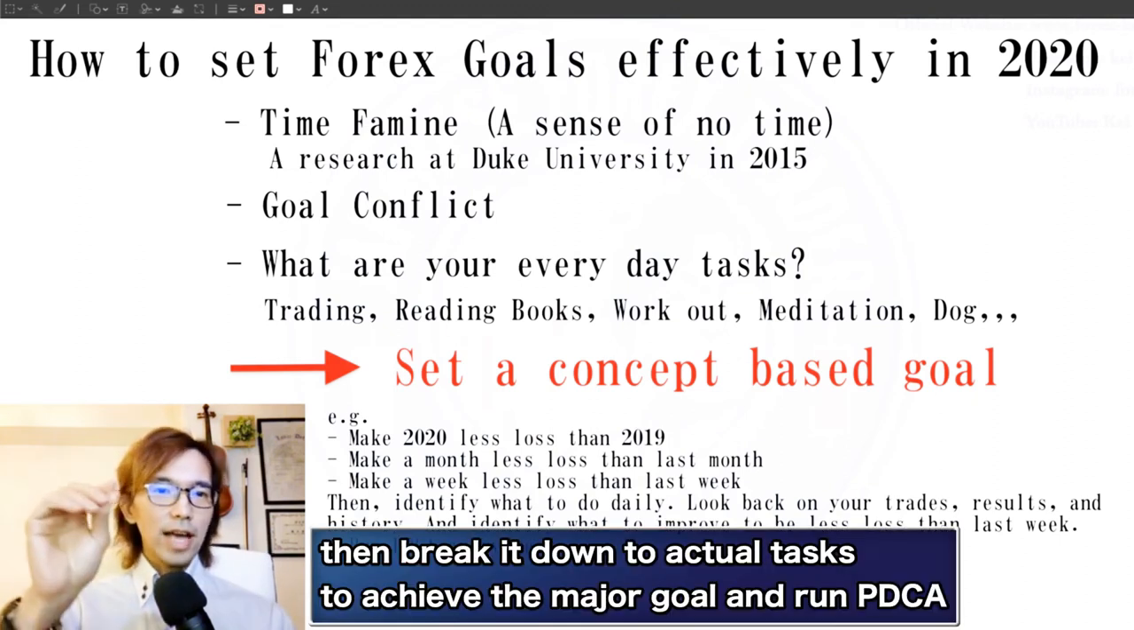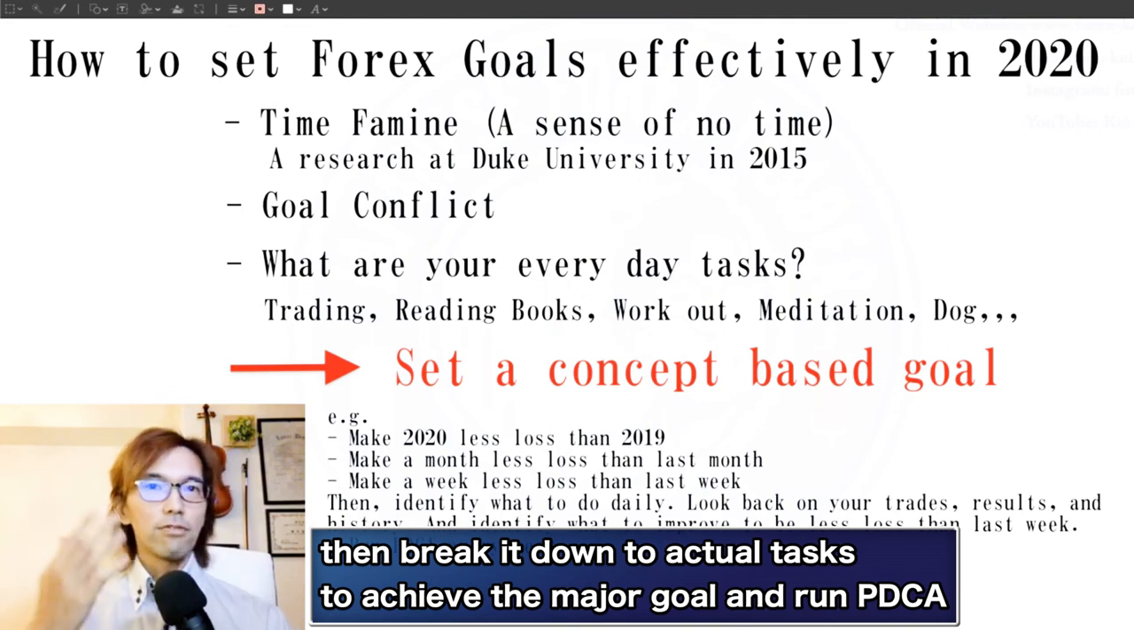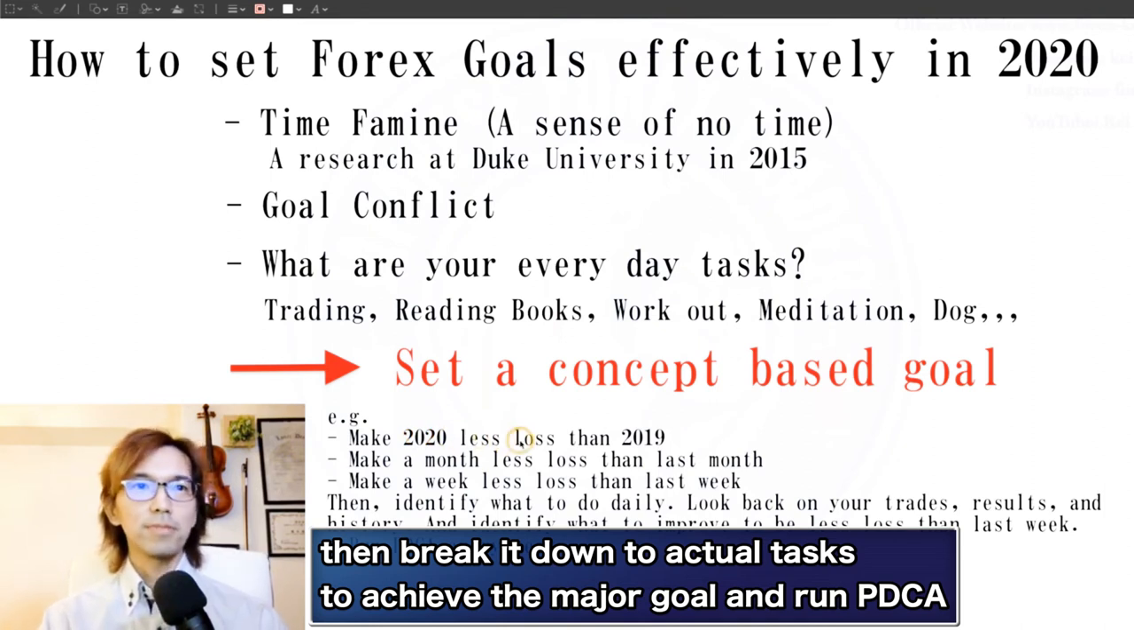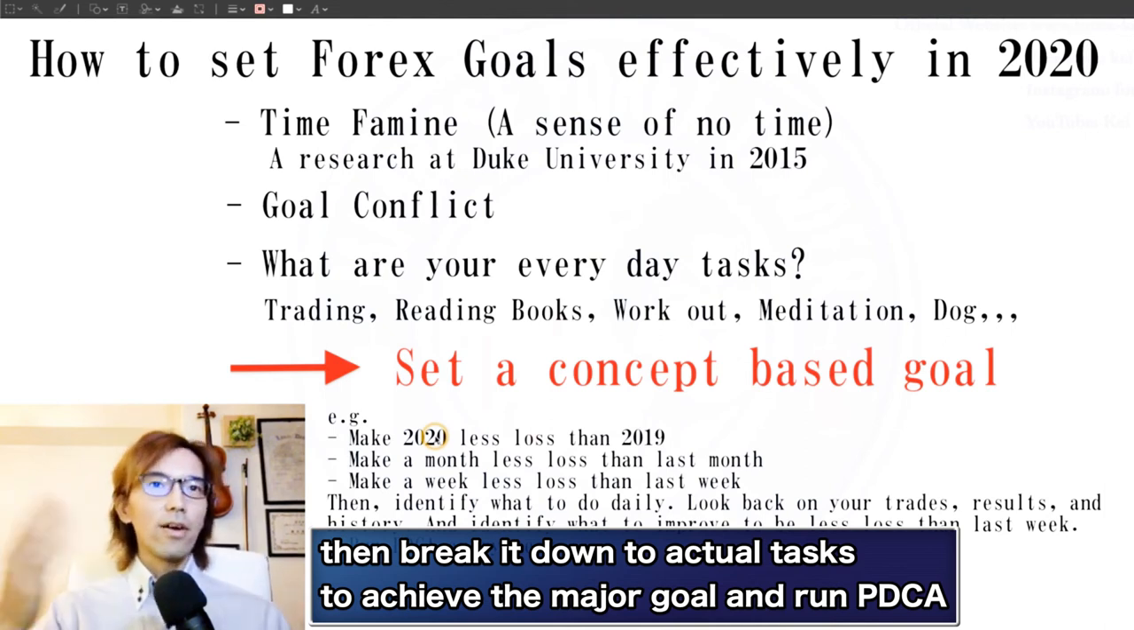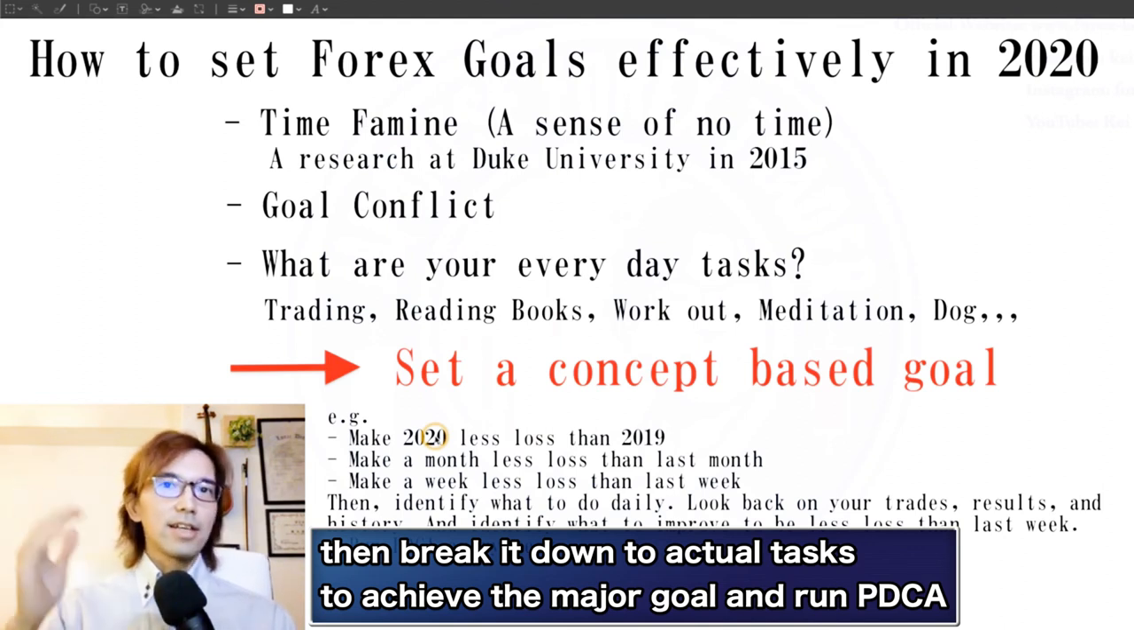And then break it down into different tasks. You run the PDCA cycle, as it says here. So, for example, you can make the goal, in whatever words you want, of less loss. You can make the goal to make 2020 this year less loss than 2019 in Forex. Maybe you can set the goal like that. On every trade throughout the year, you can make this year less loss than 2019.